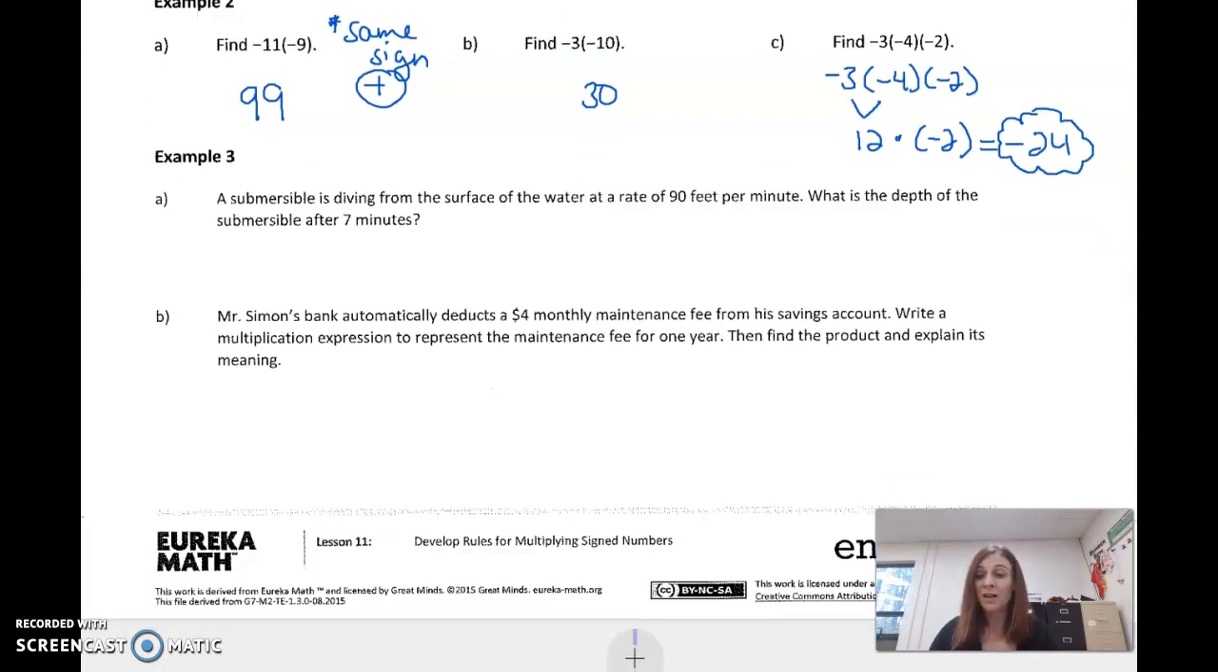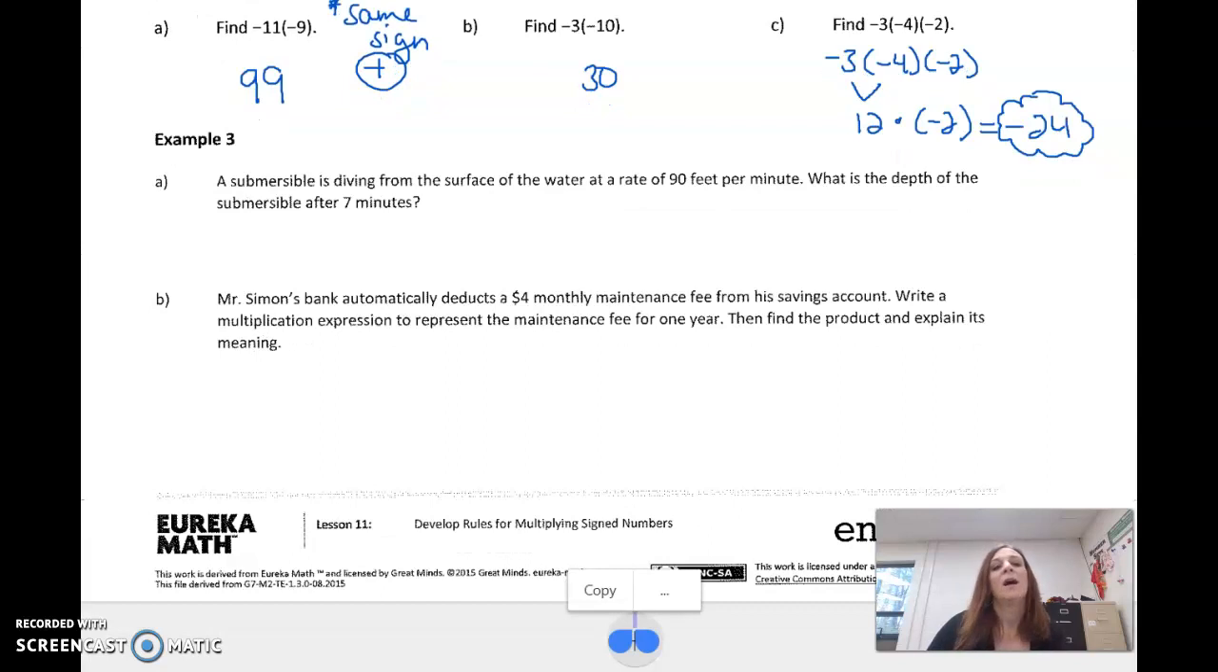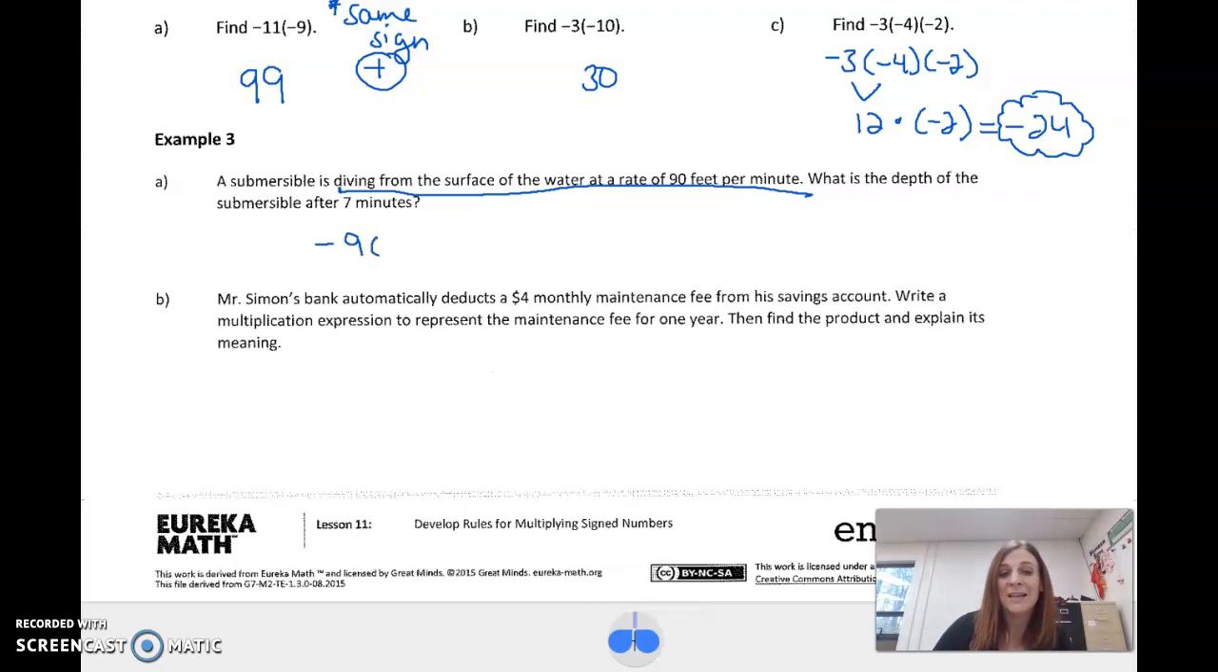All right, so let's look at a couple word problems and we'll be done here. A submersive, so kind of like a submarine, some vehicle that can be submerged underwater, is diving from the surface of the water at a rate of 90 feet per minute. So for diving, we're going down. That tells me that that's going to be a negative 90, that integer. What is the depth of the submersive after 7 minutes?